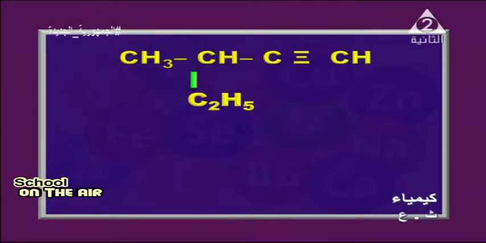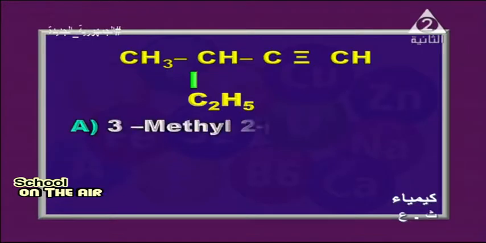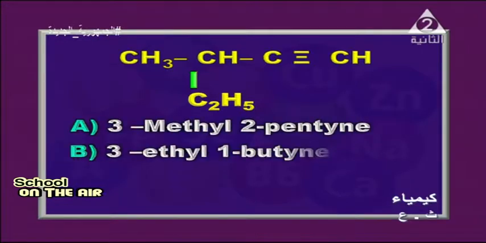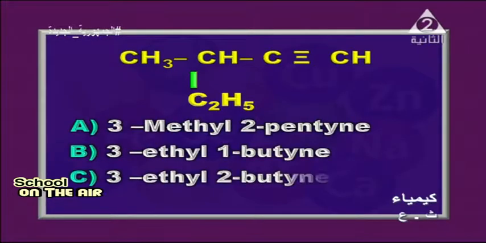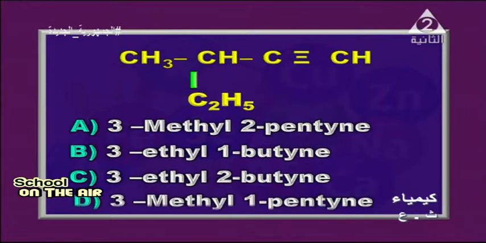Another compound here, if you look at the screen, is it 3-methyl-2-pentyne, 3-ethyl-1-pentyne, 3-ethyl-2-butene, or 3-methyl-1-pentyne? If you are going to name it, starting the numbering from the unsaturated carbon, we find that the right name will be 3-methyl-1-pentyne.